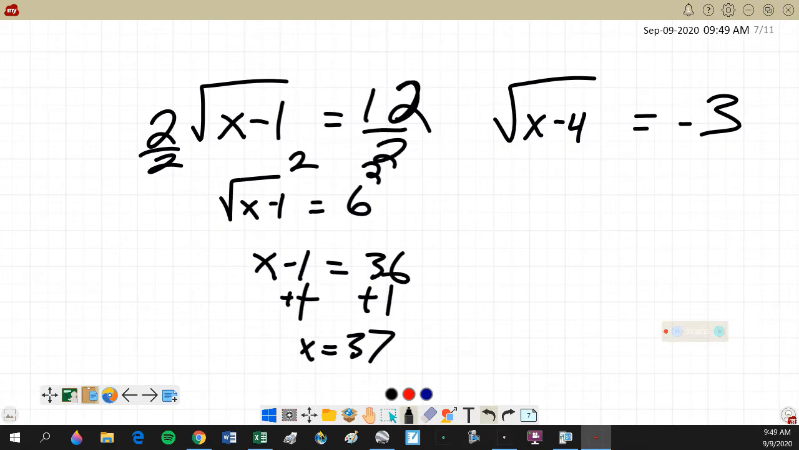Okay. What about the square root of x plus 4 equals negative 3? Minus 4. Does that have a solution? No. And right off the bat, we should say no solution.